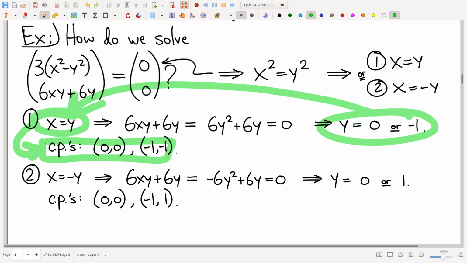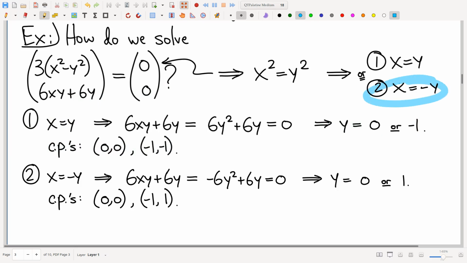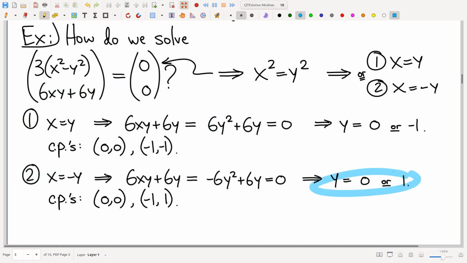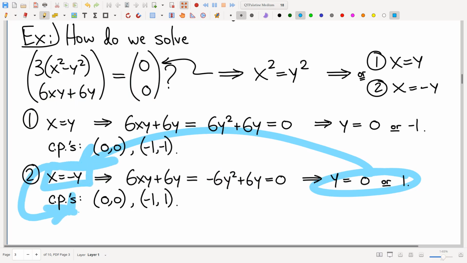and here's what they've missed. The students that don't consider the second case, right? You've got to consider the possibility x could be negative y. It totally could. And if it does, notice that gives you a different equation to solve for y. You will find a different y in particular. And now again, once you know y, that allows you to conclude your critical points.